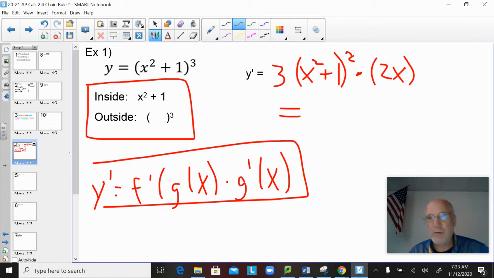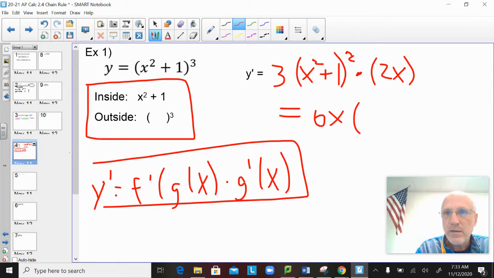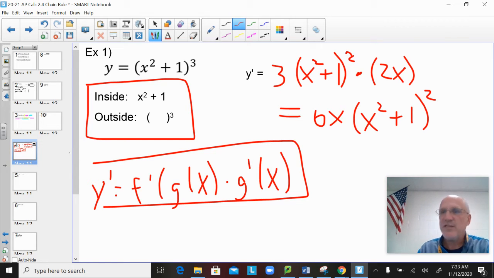In this case, all I would clean up is I see a 3 and a 2x, and 3 times 2x is 6x. So I might write this as 6x times x squared plus 1 squared. Done. That's the derivative using the chain rule. It's a real straightforward example of chain rule.